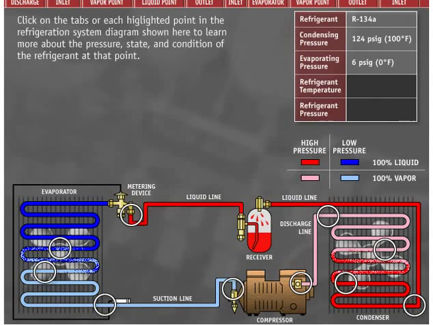Systematic troubleshooting requires mastering the function of all refrigeration system components. It is also important to be able to recognize the pressure, state, and condition of the working refrigerant in the system. Click on the tabs or each highlighted point in the refrigeration system diagram shown here to learn more about the pressure, state, and condition of the refrigerant at that point.